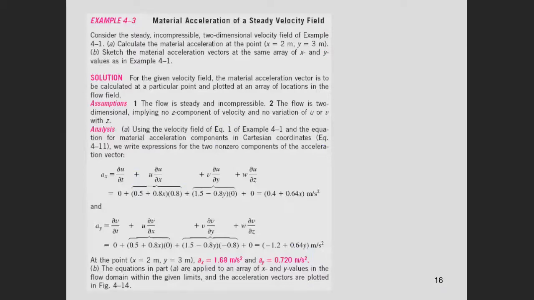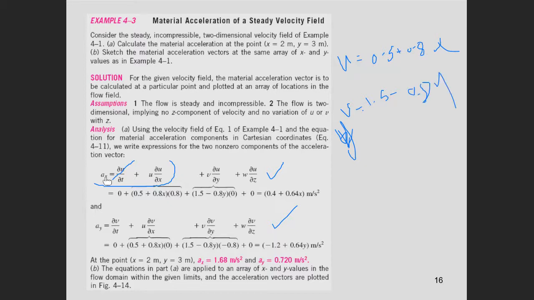So this is AX and this is AY. Now, do we have del U by del T is equal to 0, right? Yes. Now we have del U by del X. Remember U is equal to what? Put it this way here. 0.5 plus 0.8x. Okay? And V is equal to what? 1.5 minus 0.8y.